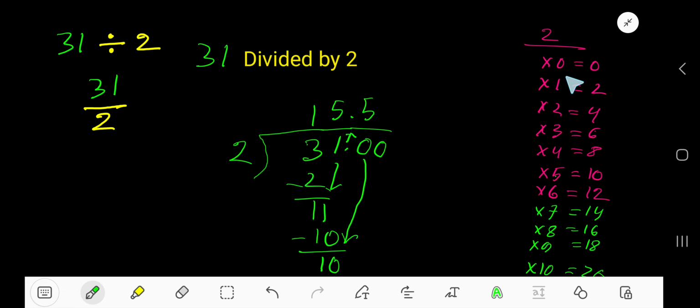Look, to find out the multiplication table of 2, just add 2 to the previous step. 2 times 0 is 0. 2 times 1 is 2. Just add 2 to 0, you will get this. 2 times 2 is 4. Just add 2 to this 2.